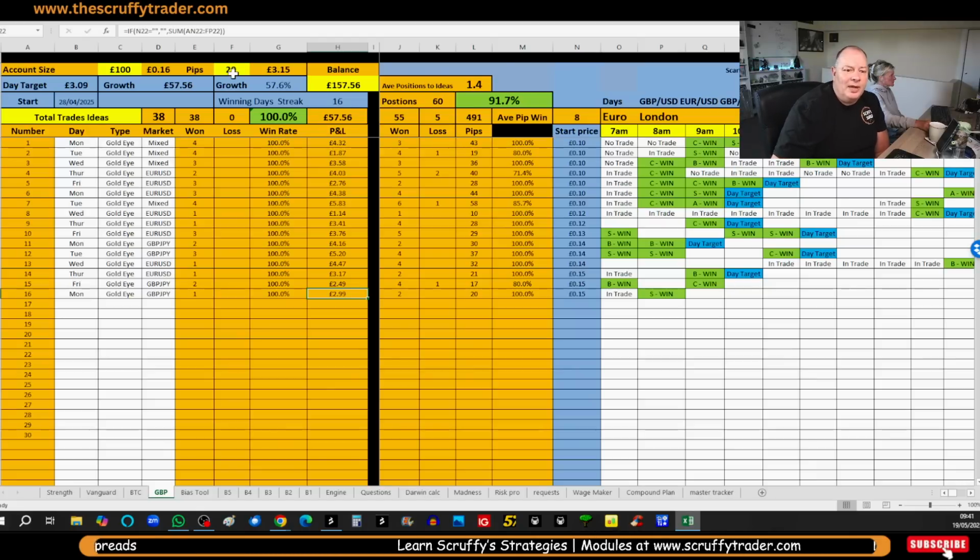Well, I'm looking at a minimum of 20 pips a day, which for tomorrow, if we're starting, would be 315. So I would take that 315, put it in the day target here. So I know what I have to do with that. It's telling me the current growth in pounds and pence, which is 57.56, which is actually a growth of 57%. Telling me the balance. Put the date in when it started and the winning streak. Now up to now, it has 16 winning days running across.